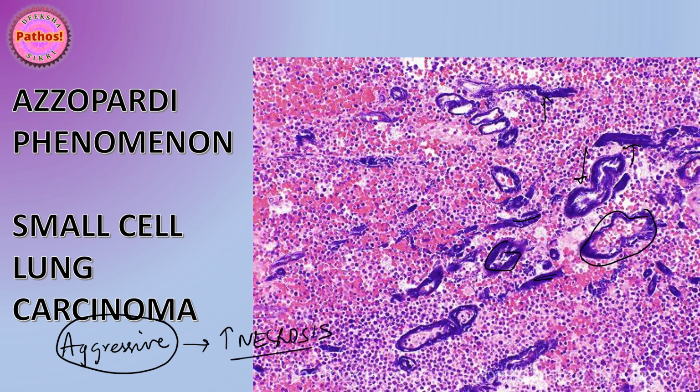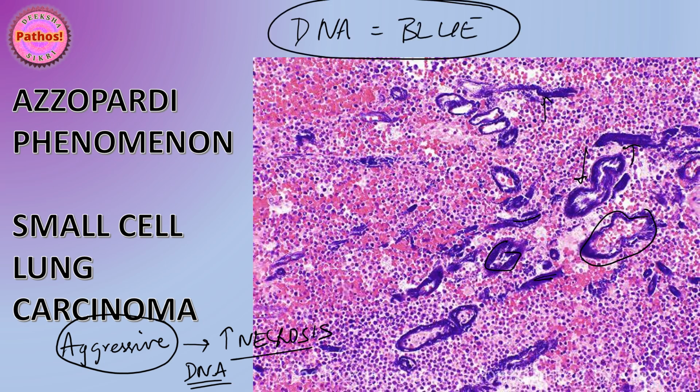And broken tissue, necrotic tissue, its DNA gets sort of encrusted over the adjacent blood vessels, which is why, since DNA encrustation is going to look blue, hence, you get Azzopardi phenomenon. It's not pathognomonic, but it's fairly classical.